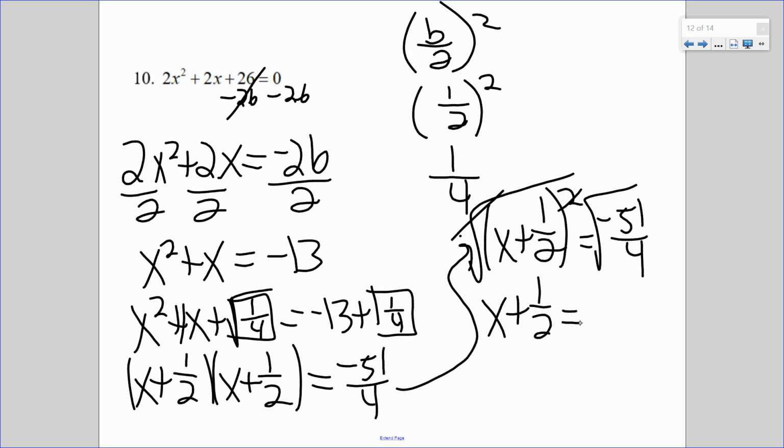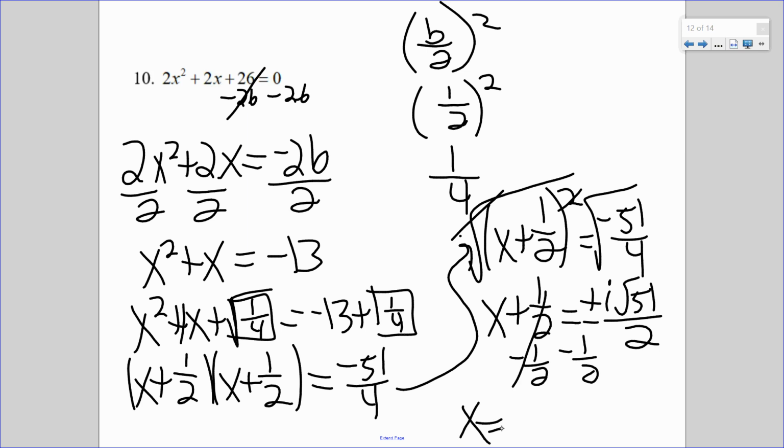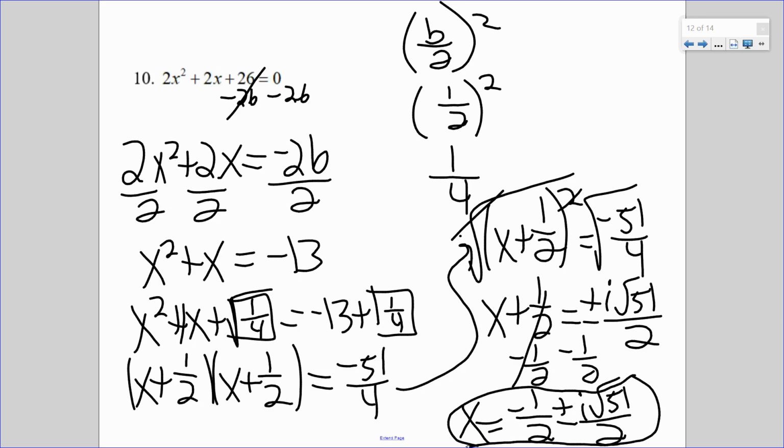The top, so I get first of all plus or minus, radical negative 51 becomes i rad 51. The bottom, rad 4, is 2. Now I would subtract 1/2 from both sides, and I get as my answer negative 1/2 plus or minus i rad 51 over 2. I would not use completing the square for this example. I would use quadratic formula.